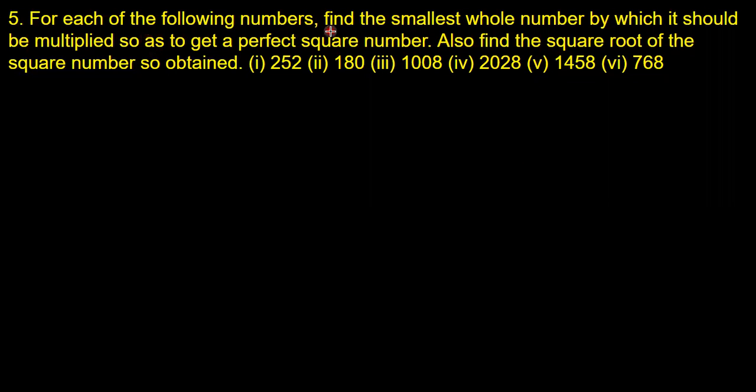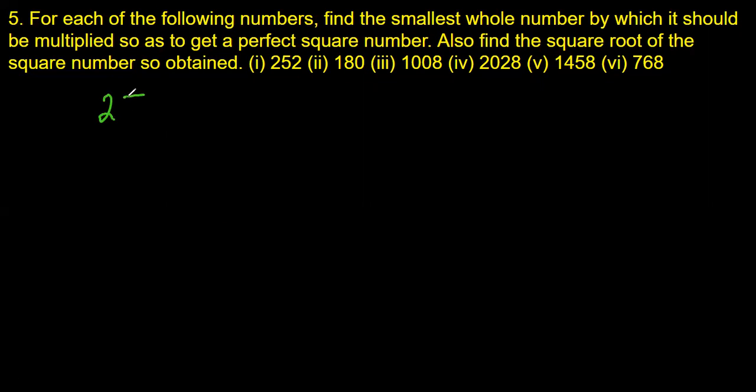For each of the following numbers, find the smallest whole number by which it should be multiplied so as to get a perfect square number. Also find the square root of the square number so obtained. The first number is 252.